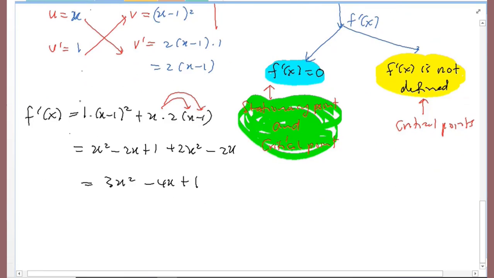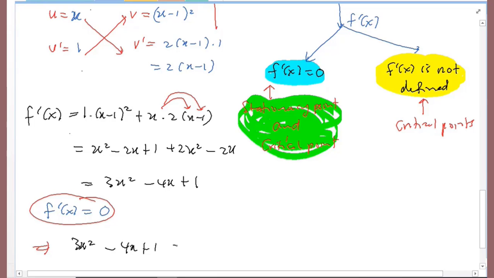Then for critical point, we find when this is equal to 0. f prime of x is equal to 0. That implies that 3x squared minus 4x plus 1 is equal to 0.